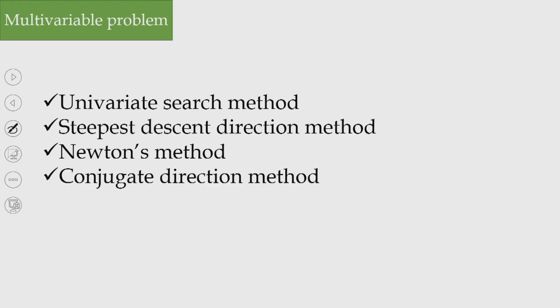So, one is the univariate search method, one is the steepest descent direction method, the third one is Newton's method, and there is another one, the conjugate direction method. There are some other methods also. I am not discussing them here, but I will mainly discuss these 4 methods, and these 4 methods will give you the direction. This is basically how you will get the direction and how you will perform the iteration. So, these 4 methods will be explained. They have different concepts.